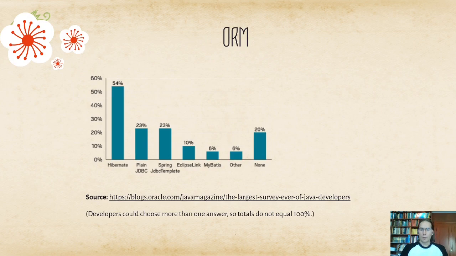The ORM market is basically the dominant solution. So this is to give another point of view on the applications. We can say that 60% of the applications of the JVM ecosystem use some kind of ORM tool, either Hibernate or EclipseLink or MyBatis or others. And then other tools, or the same applications, use to some extent plain JDBC or Spring JdbcTemplate, which is a pure SQL solution without an ORM in between. Also, I would like to note that developers could choose more than one answer, so the totals do not add up to 100% in this survey.